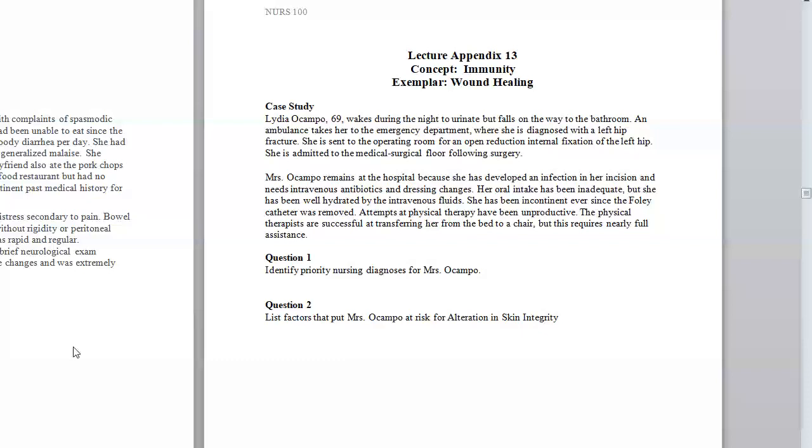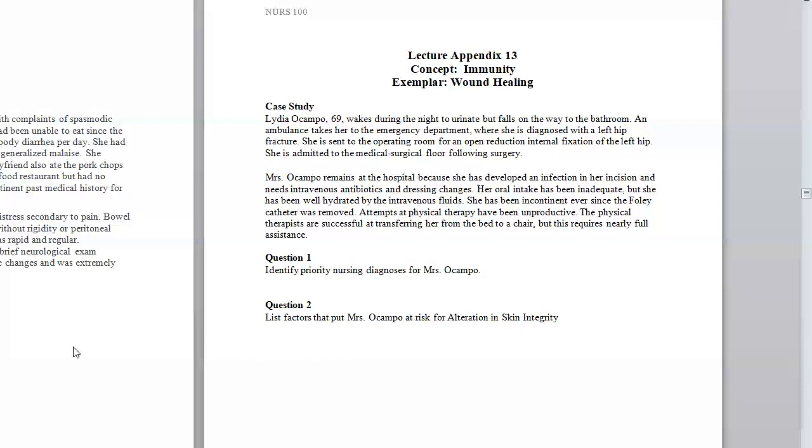Question 2. List factors that put Mrs. Ocampo at risk for alterations in skin integrity. Obviously her incontinence, which I just got done talking about. What else? She's not getting up, and she needs full assistance just to get from the bed to the chair. So that is going to affect her tissue integrity. Her immobility. She's confused. All she's getting at this point is IV fluids, which will help with hydration, but she's not getting all the proper nutrients for proper healing as well.